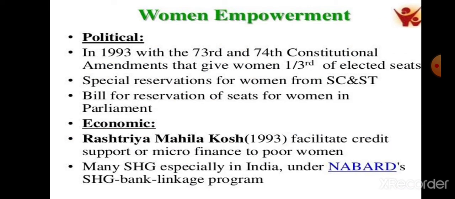So, women empowerment. Political: in 1993, the 73rd and 74th constitutional amendments gave women one-third reservation in elected bodies, especially reservation for women from SCs and STs. The bill for reservation of seats for women in Parliament is also 33%. Economic: Rashtriya Mahila Kosh in 1993 facilitates credit support or microfinance to poor women.